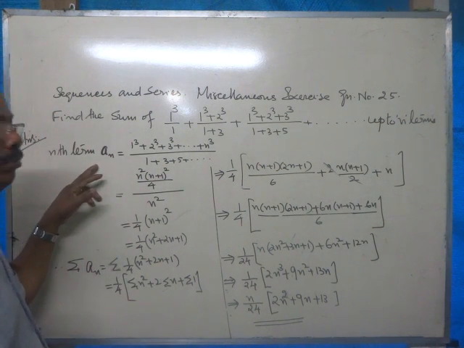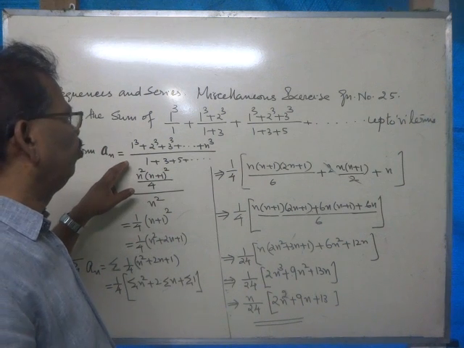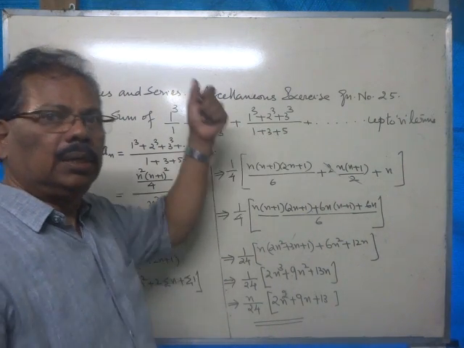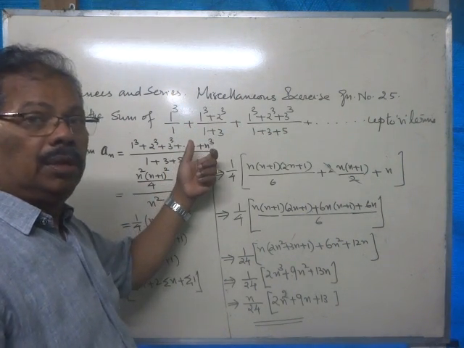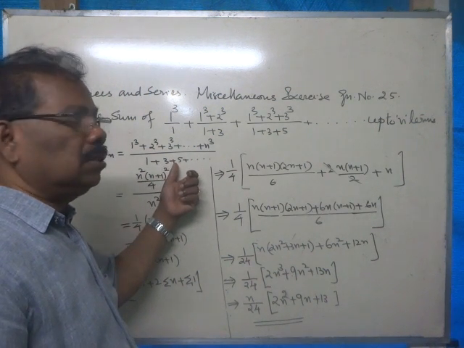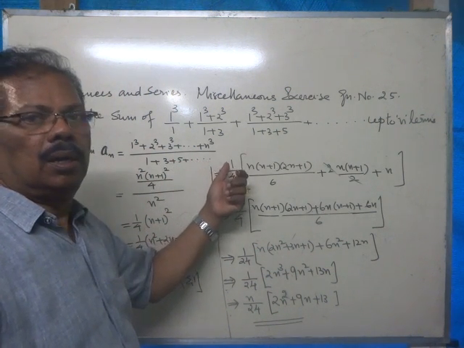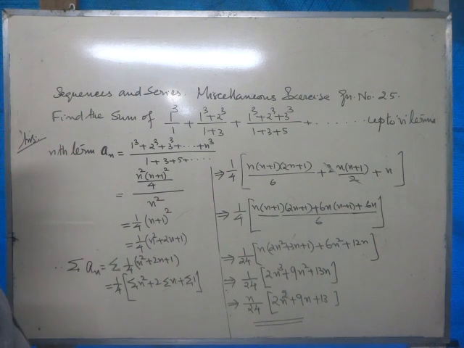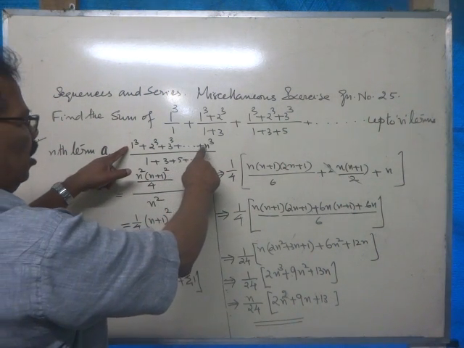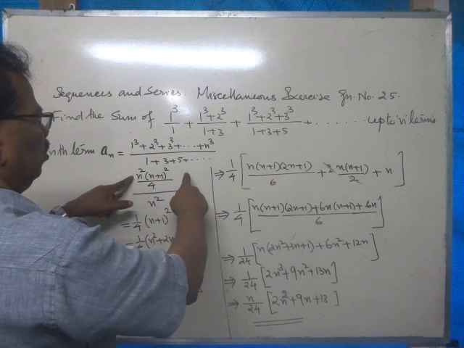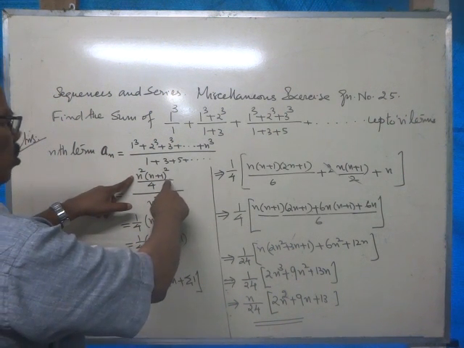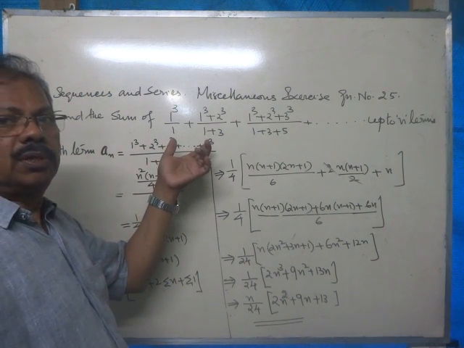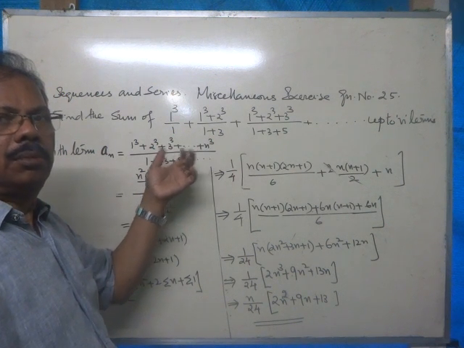Here the nth term, a_n, is equal to 1 cube plus 2 cube plus 3 cube plus etc. plus n cube as the numerator, and the denominator will be 1 plus 3 plus 5 plus etc. up to n terms. Now 1 cube plus 2 cube plus 3 cube plus etc. plus n cube is equal to n square into (n plus 1) all square by 4. We have studied that the sum of the cubes of the first n natural numbers is given by n square into (n plus 1) all square by 4.